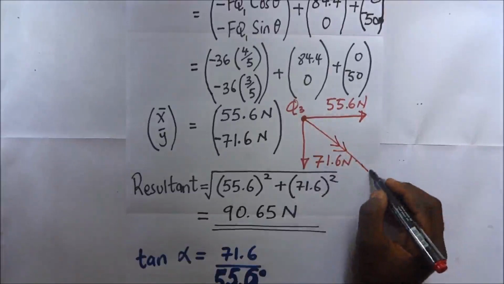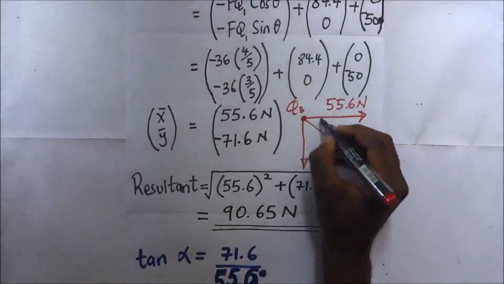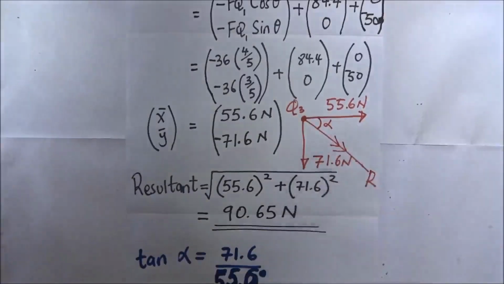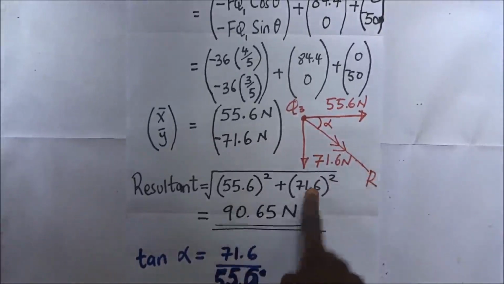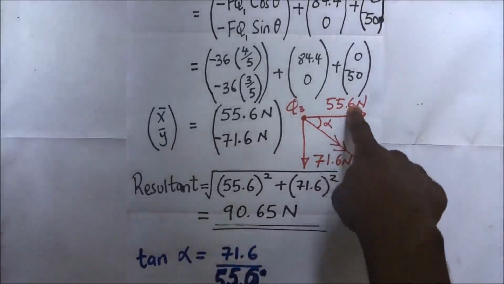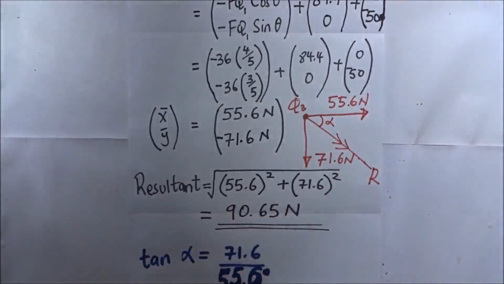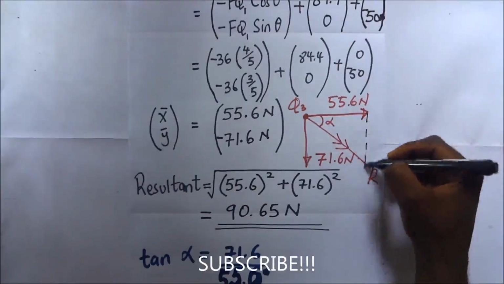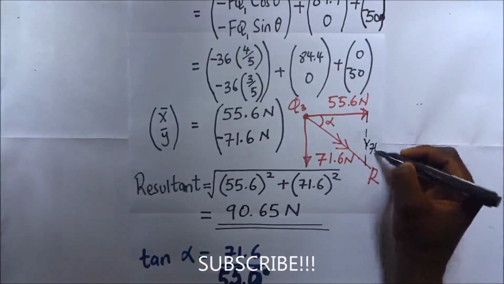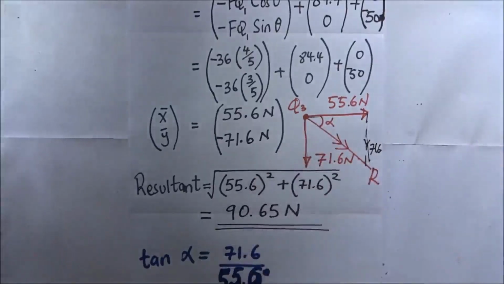The resultant force, let's call the resultant force R. And it is inclined to the horizontal at a certain angle we shall call alpha. So getting this resultant, we used Pythagoras theorem: 55.6 squared plus 71.6 squared. Because at the end of the day, this is 71.6, the same as this, 71.6. So this squared plus that squared should give us that resultant squared. And that's how we get 90.65 newtons.